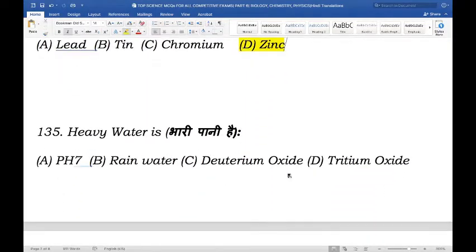Question number 135. Heavy water is A, pH 7, B, rainwater, C, deuterium oxide, or D, tritium oxide? So the answer here is C. Heavy water is deuterium oxide. In heavy water, each hydrogen atom is heavier, with a neutron and a proton in its nucleus. This isotope of hydrogen is deuterium oxide.